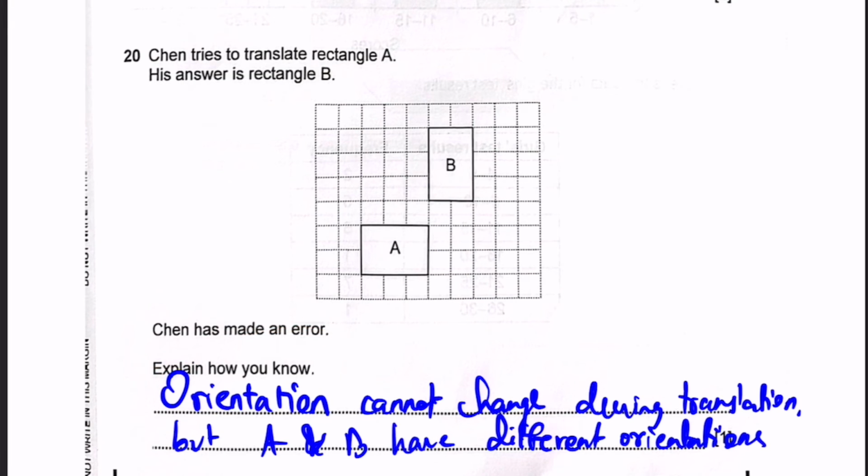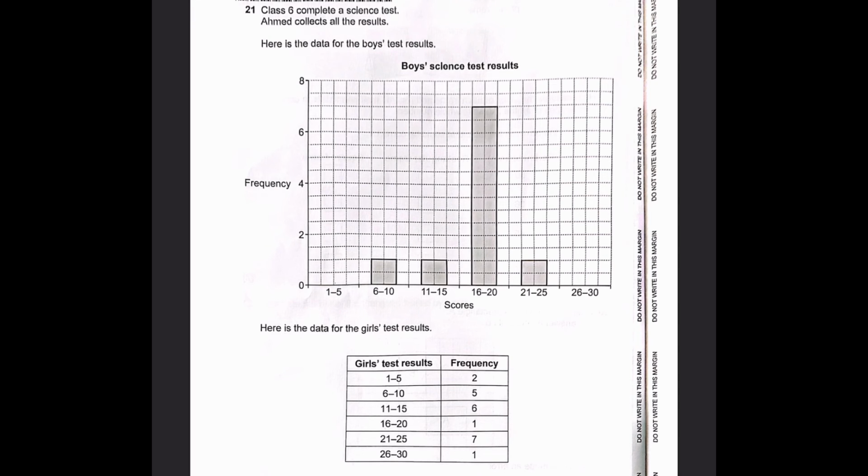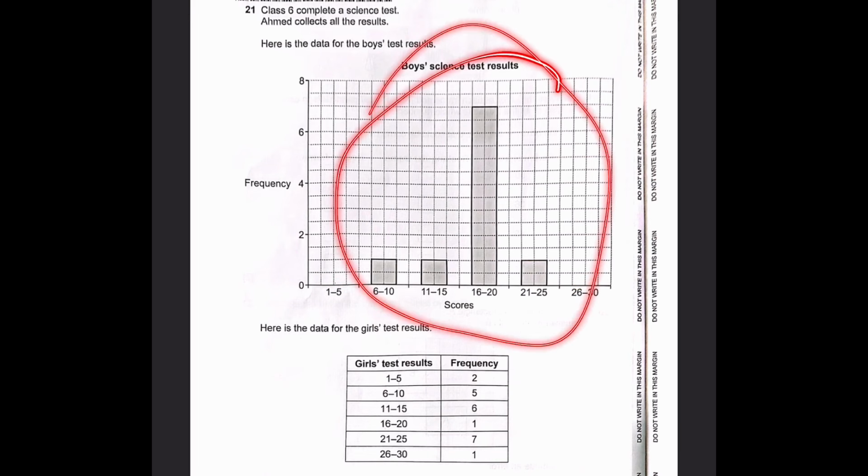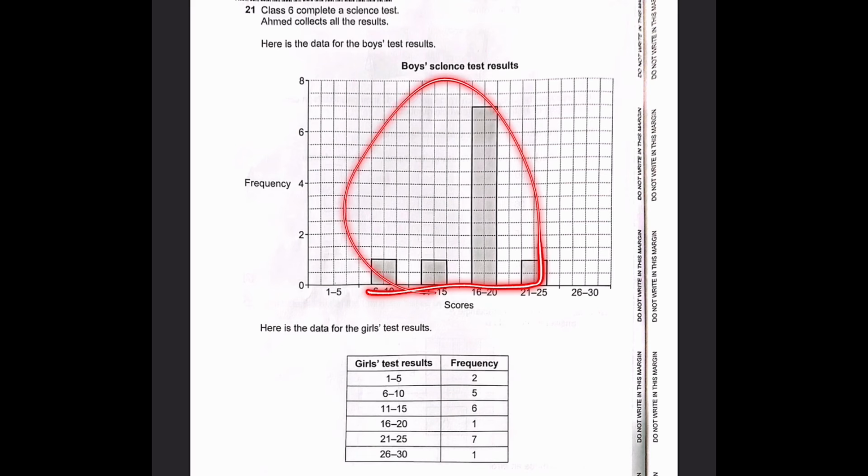That's the answer. Question 21. Class 6 complete the science test. Ahmed collects all the results. Here's the data for the boys' test results. So it's given here that there's no boys who scored 1 to 5, 26 to 30, and there's some values who have scored these marks here.